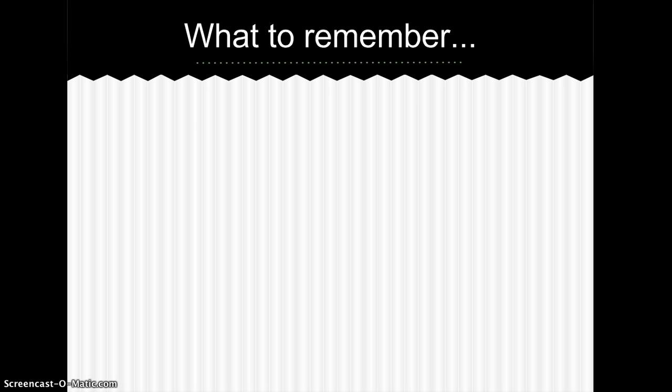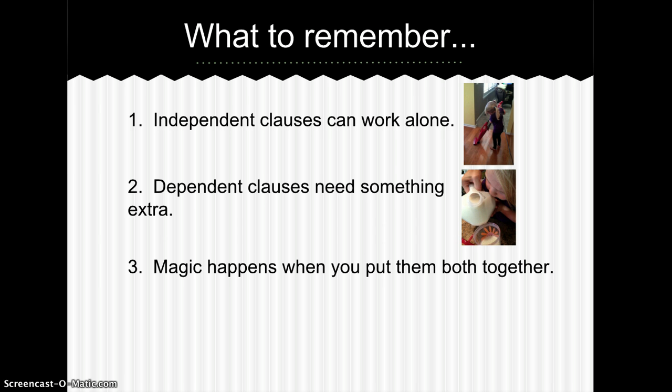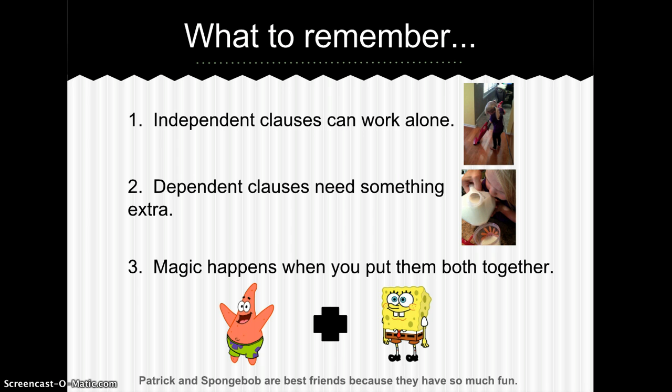So, some key things to remember from those last 4 slides are that independent clauses can work alone, dependent clauses need something extra, but when you put them both together, when you add Patrick to SpongeBob, magic happens, and you end up with a sentence that says, Patrick and SpongeBob are best friends because they have so much fun. And that, my friends, is called a complex sentence. So it's not your average simple sentence, it gets much fancier.